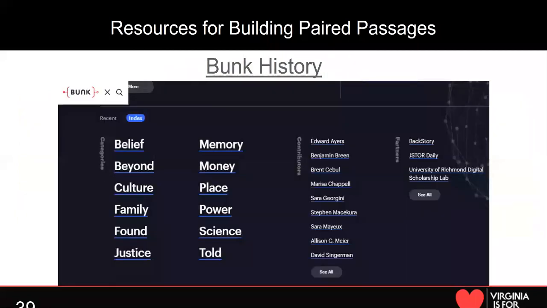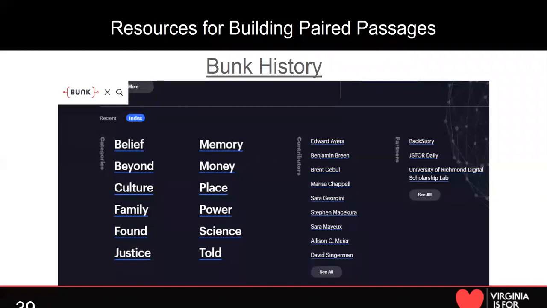Another great resource that is relatively new, but is really amazing, and I think particularly useful for any kind of current event, is bunkhistory.org. And this is provided by the New American History Project at the University of Richmond, which is the brainchild of Dr. Ed Ayers. And what this website includes is tons of current event material pulled from the news that is then linked to historical context and into big historical themes.